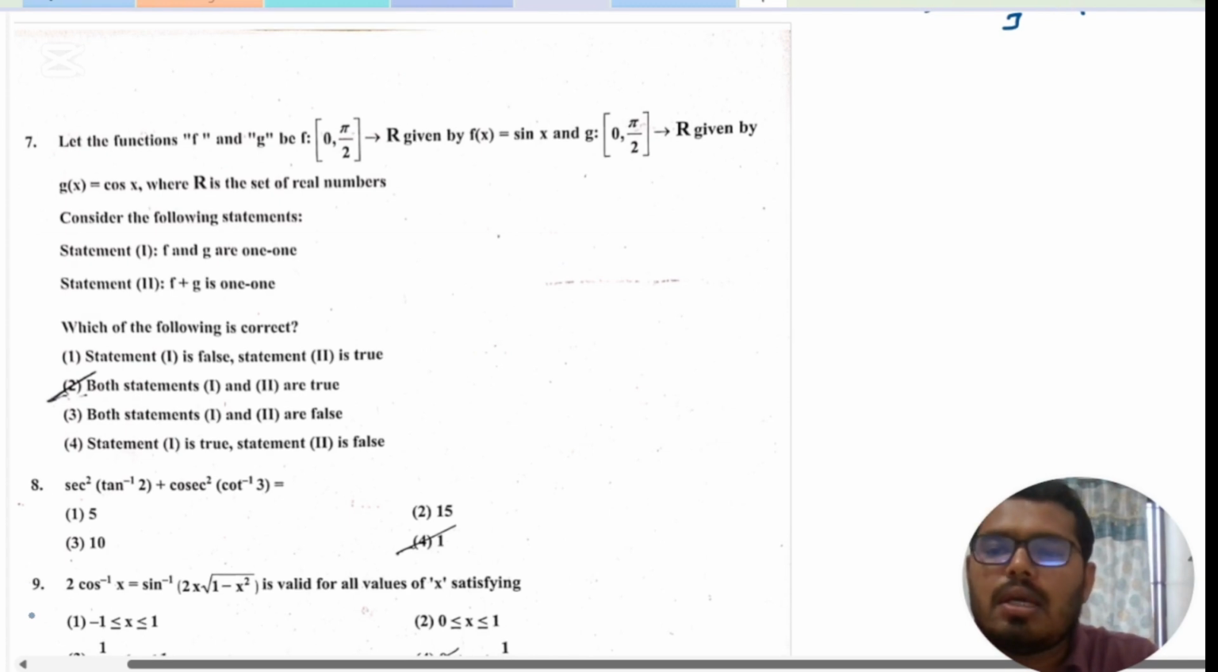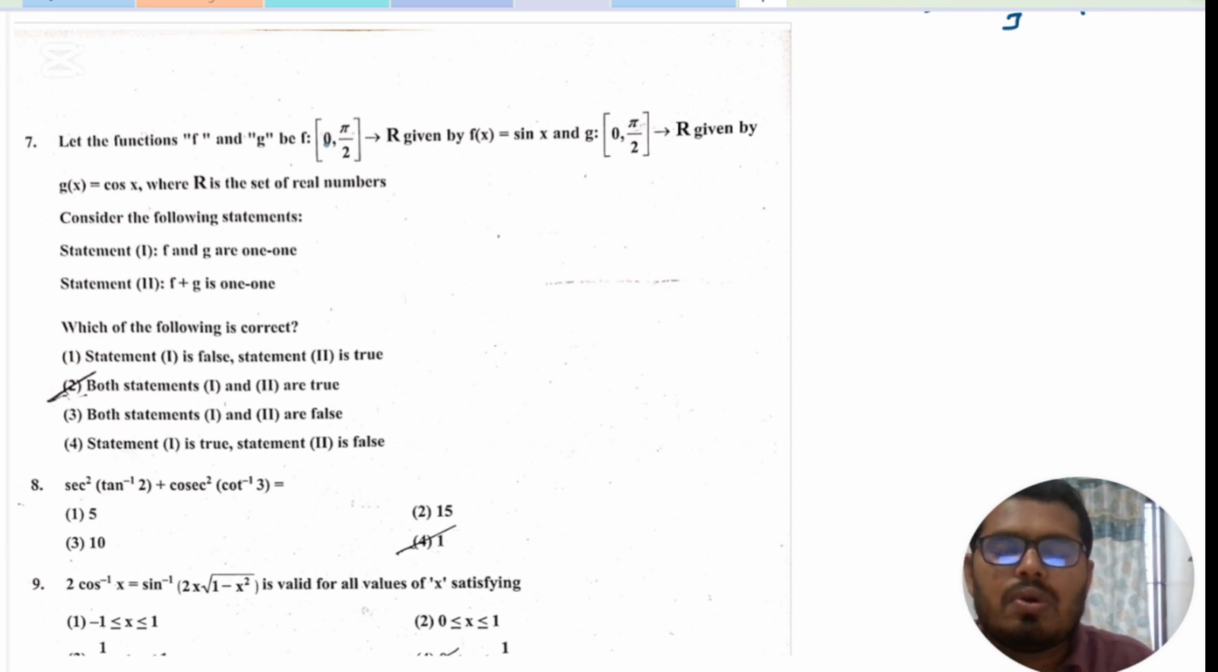Let the functions f and g be from the closed interval 0 to pi by 2 to R, given by f of x is equal to sin x, and g is a function from 0 to pi by 2 to R given by g of x is cos x, where R is the set of real numbers. Consider the following statements. Statement 1: f and g are both 1-1. Statement 2: f plus g is a 1-1 function.